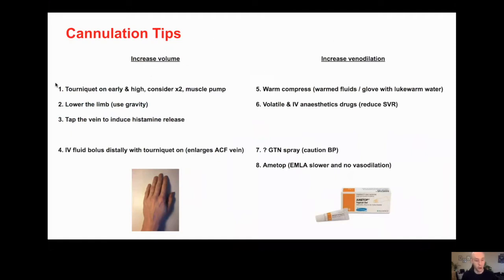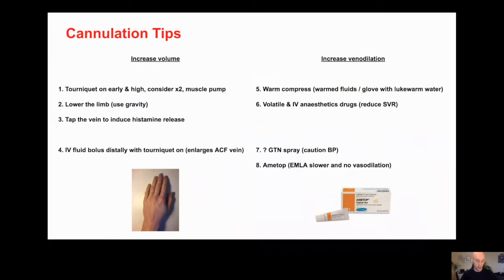So I will do 1, 2, and 3 every single time a patient comes into theatre for a cannula. I'll put a tourniquet on early. The longer you leave it on, the bigger the veins are going to get because it's just longer obstructing the venous return, and the veins will get bigger. There was a study that I looked at that showed if you put 2 tourniquets on, so one up in the armpit, one in the ACF, even greater. I'll get them to do a muscle pump and hang their hand down. So hand down below their heart and pumping away.